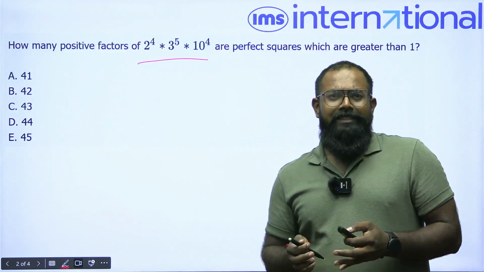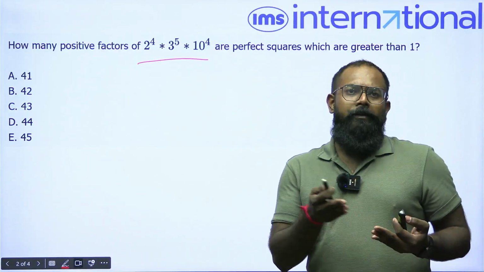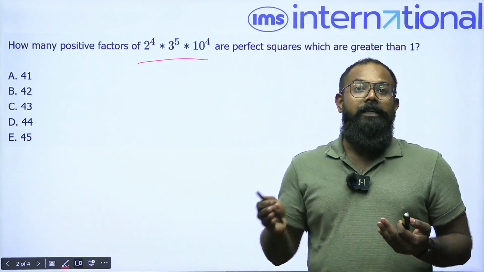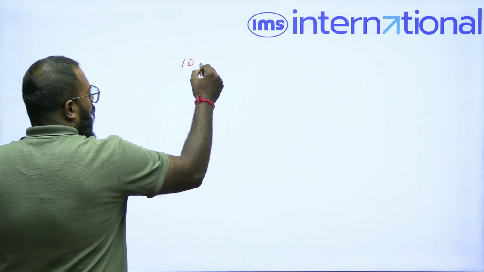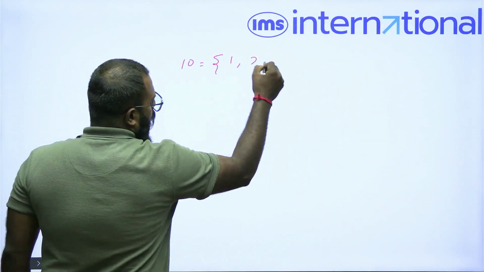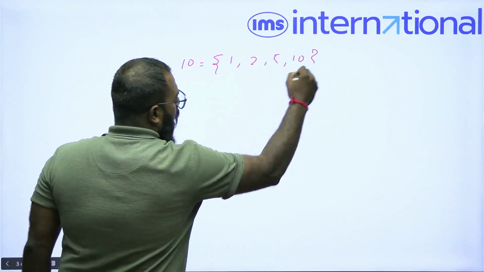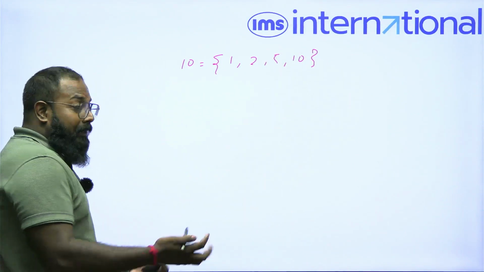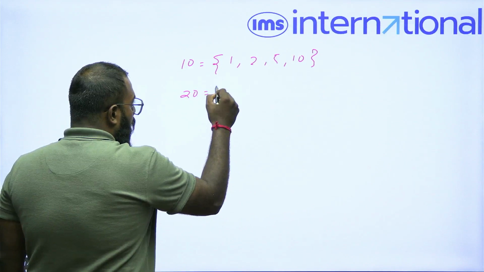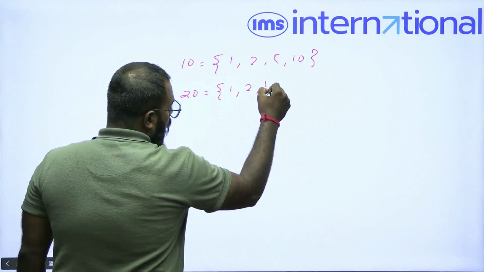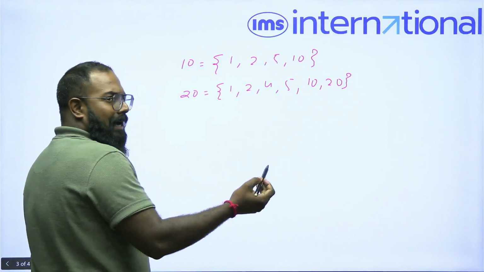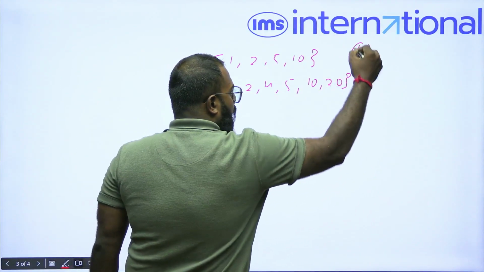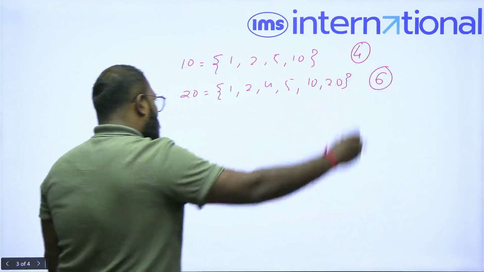Fine. Let's start with factors. A is said to be a factor of B if A divides B completely. If I ask you, what are the factors of 10? The answer would be 1, 2, 5 and 10. If I ask you, what are the factors of 20? 1, 2, 4, 5, 10 and 20. That means 10 has a total of 4 factors and 20 has a total of 6 factors.